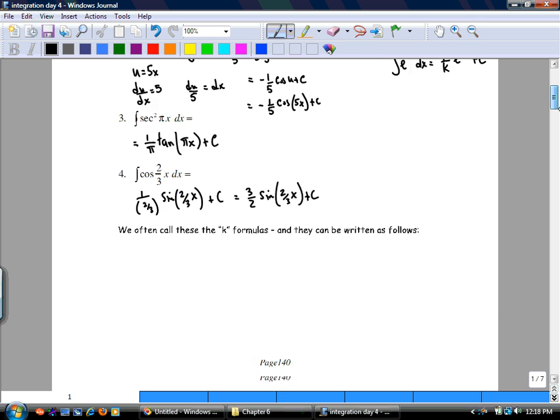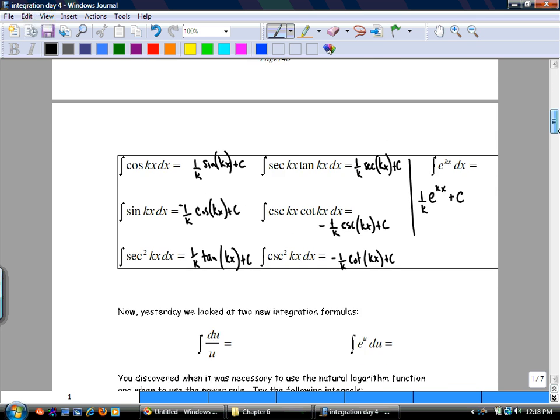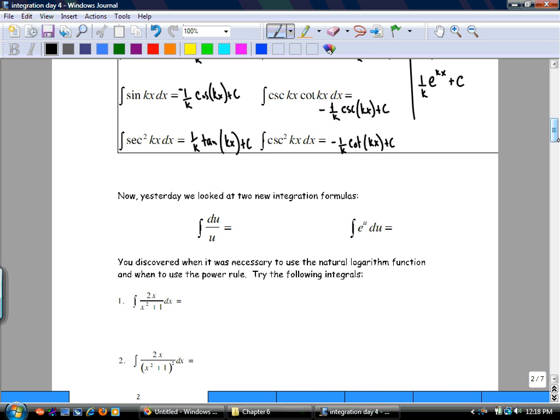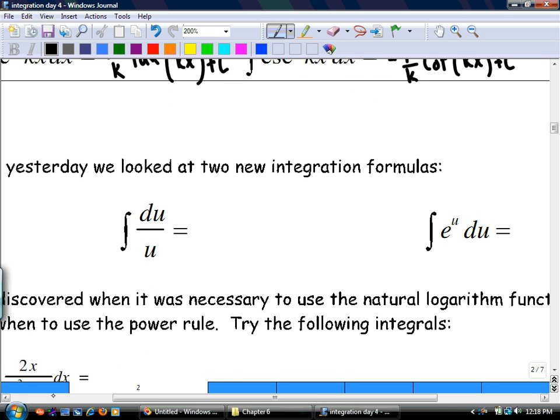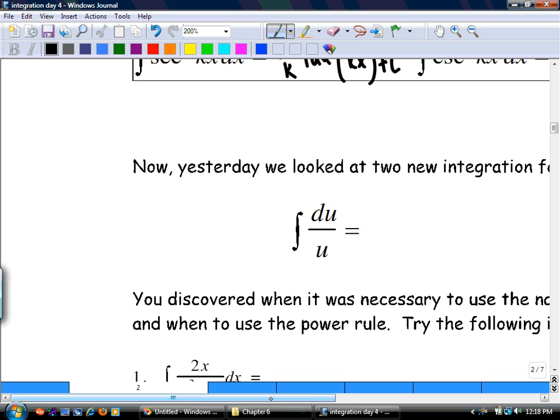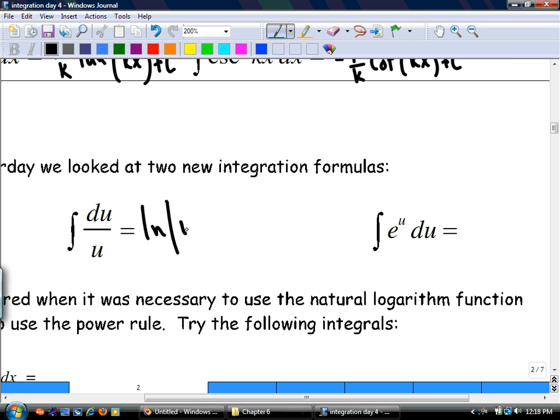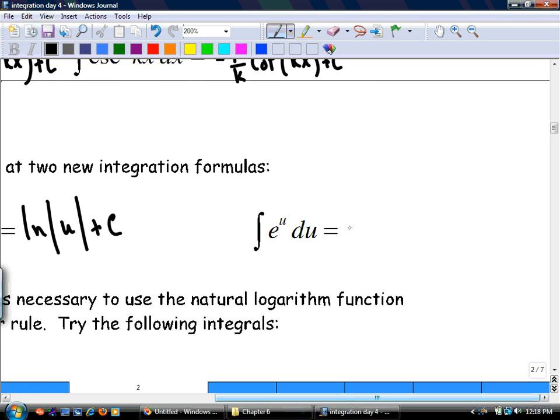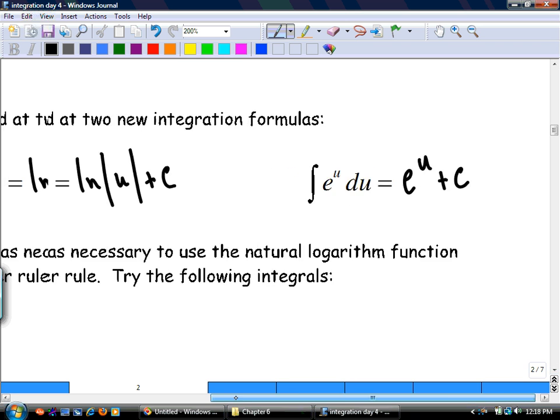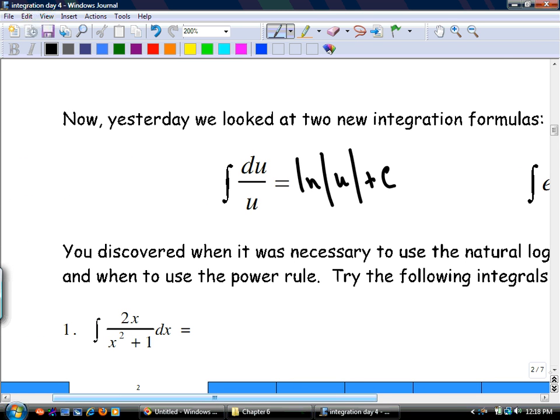Okay, so next page, we just wrote the rules down. So yesterday, or this morning, we looked at two integration formulas. The antiderivative of 1 over u is ln, absolute value of u, plus c. And the antiderivative of e to the u is e to the u plus c. But the problem occurs, and you're going to hate me, when you try to do, well, no, you could do this one as well.